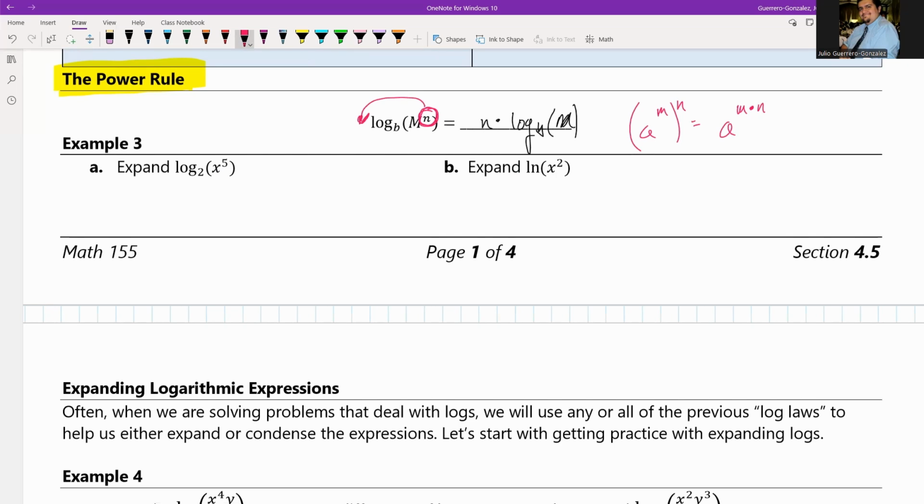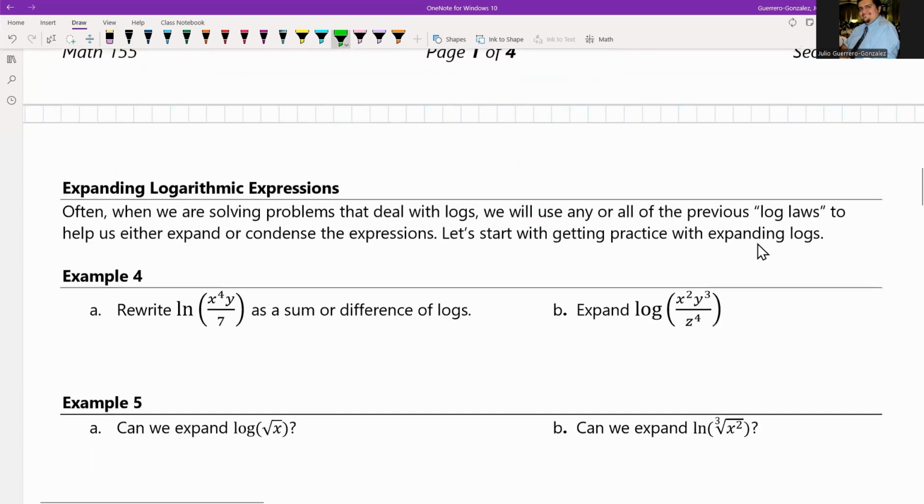That's it. Okay, so for that, let's take these two, and let's just say we want to expand it a little more. This is equivalent to 5 times log base 2 of x. And then this one, it is also 2 times the ln of x. We are done. That's it. Like I said, just know that these exist for now.